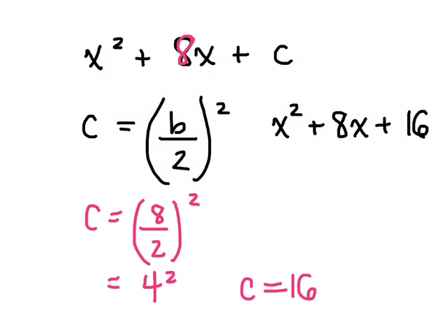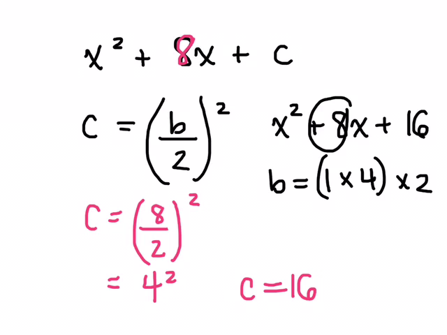Let's check to see if that made sense. How do we find b? Let's see now if b is correct. Square root of the first term, which is 1, times the square root of the last term, which is 4, and then multiply it by 2. What's 4 times 2? 8. So it works both ways, okay? Just checking our work.